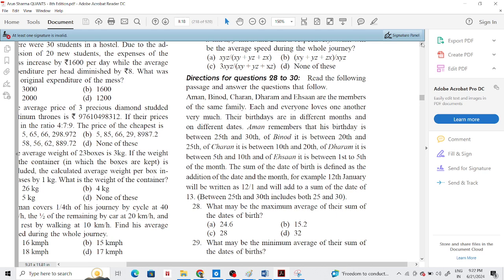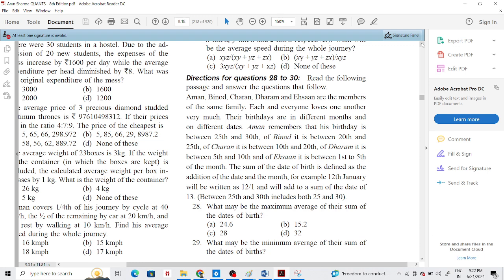Okay, let us do this sum. Read the following passage and answer the questions as given. So A, B, C, D, and E are the members of the same family. Each and everyone loves one another. So these are all unnecessary information. Their birthdays are in different months, and this is important.